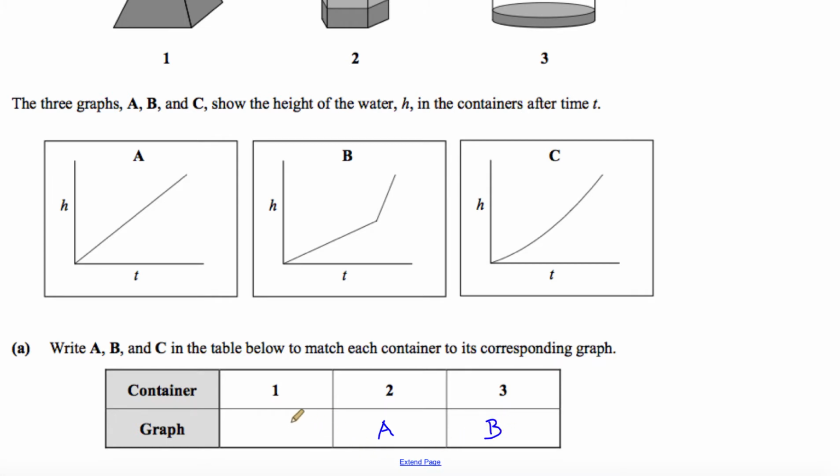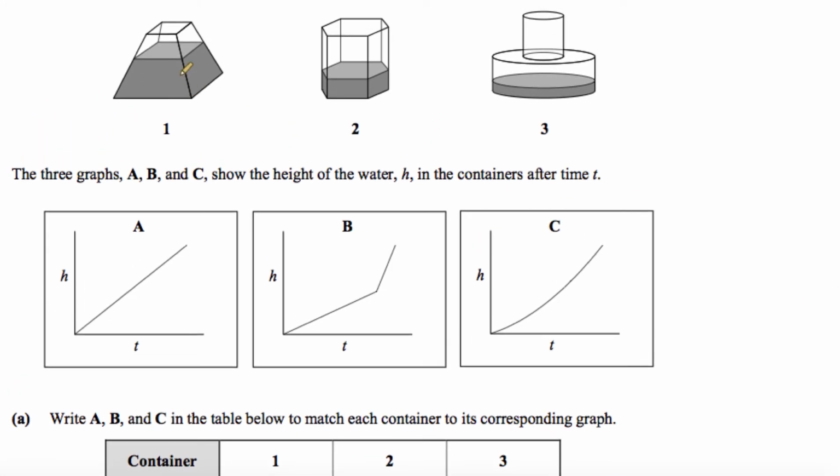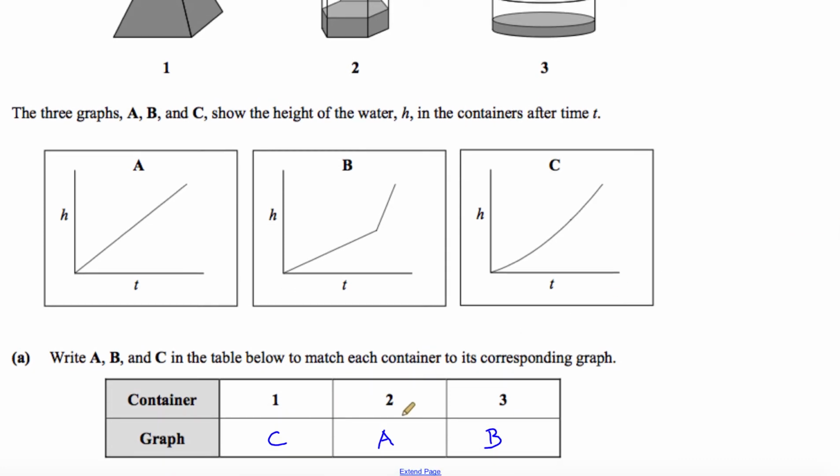And that leaves graph C to match container number 1. And we can see there that as container number 1 is quite wide at the bottom and then gradually getting narrower as we go up, this starts to curve upwards with the height rising quicker as time goes by. So C, A, B.